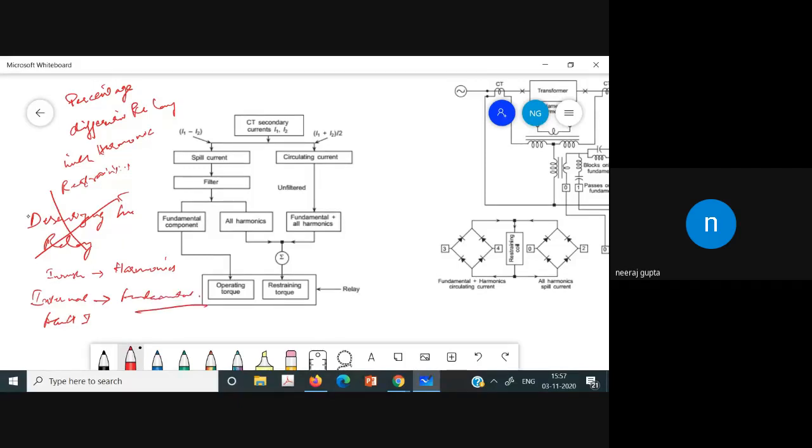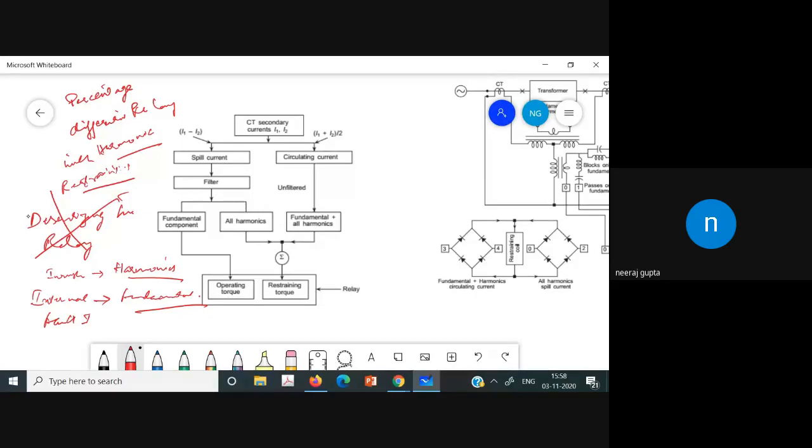So it contains only fundamental components. So we find the solution. We can develop an additional restraint which is based on the harmonic content of the inrush current, and this additional restraint comes into the picture only during the inrush condition, and it gives the signal for that. Now here it shows the conceptual scheme of the percentage differential relay with the harmonic restraint. This is the conceptual diagram of that.